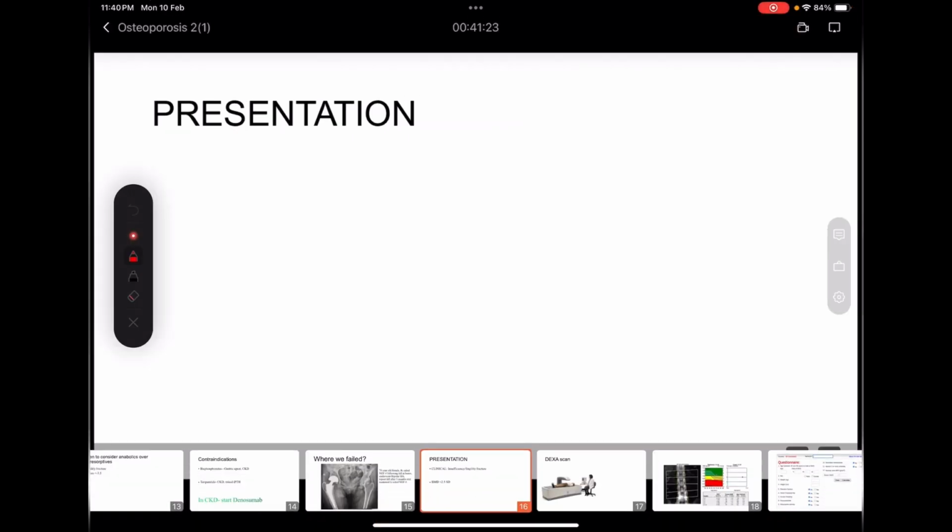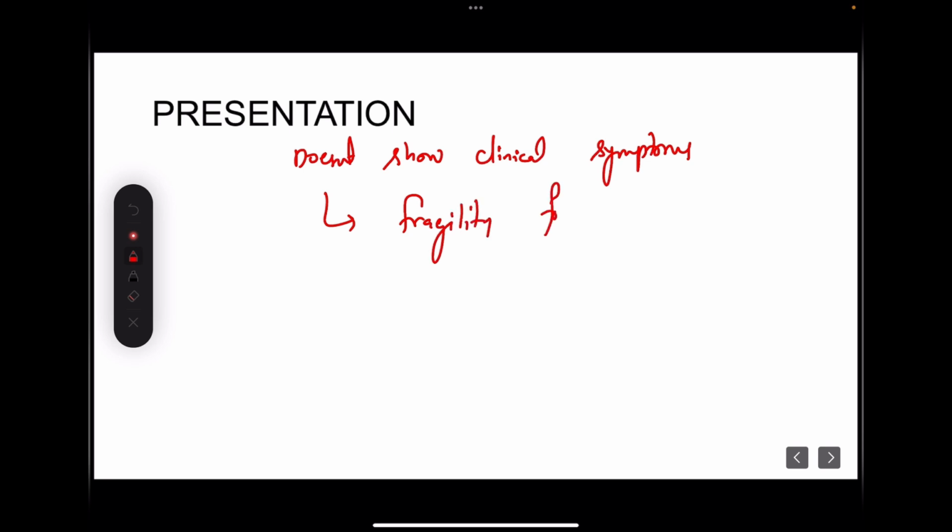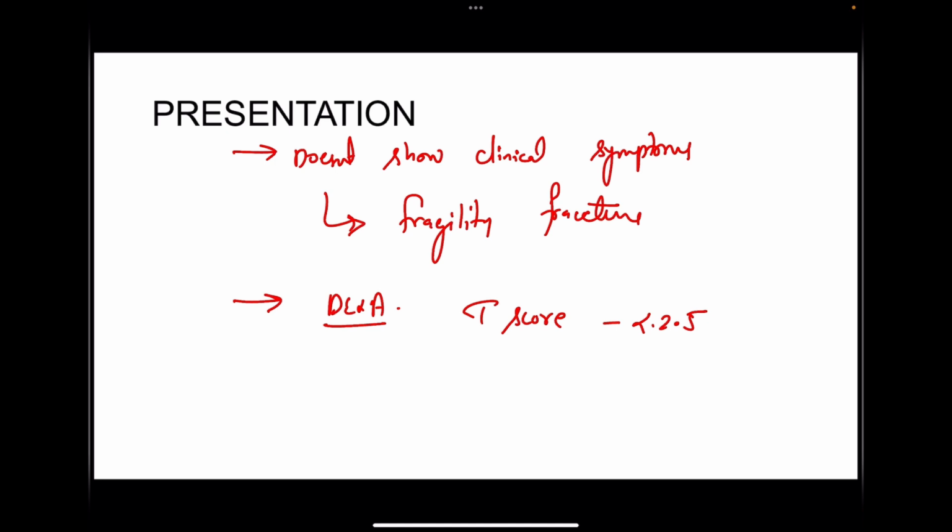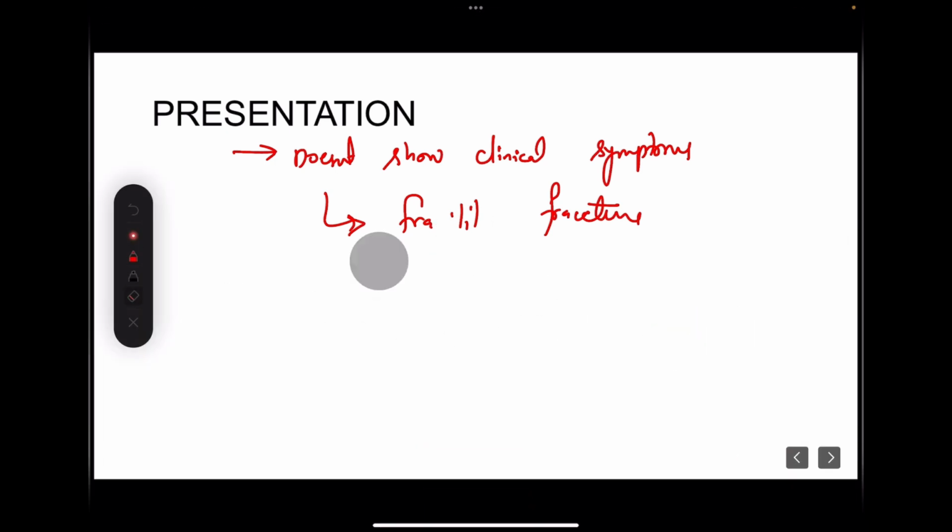Now coming to the presentation of osteoporosis. Osteoporosis doesn't show clinical symptoms. Most of the time the patient presents with fragility fractures. That is the only presentation of this condition. One more presentation that is detected on DEXA scan is T-score less than -2.5. So these are the clinical presentations of osteoporosis. Coming to the next slide.